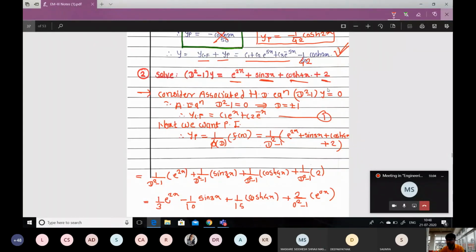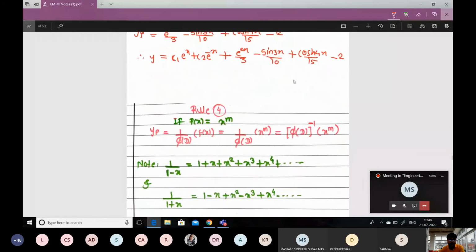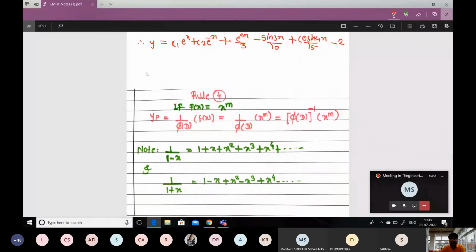That is, 2 can be written as e to the power 2 times e to the power 0x. So this is all about rule number 1, 2, 3. Let me summarize. In case of an exponential function, e to the power x, what you need is to just replace D by a. And if the denominator is 0, then you know the process: multiply by x and take the derivative of the denominator. The same process is applicable everywhere.